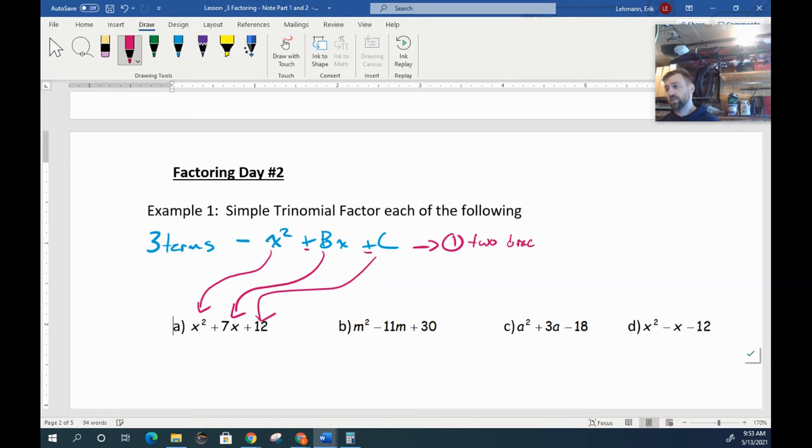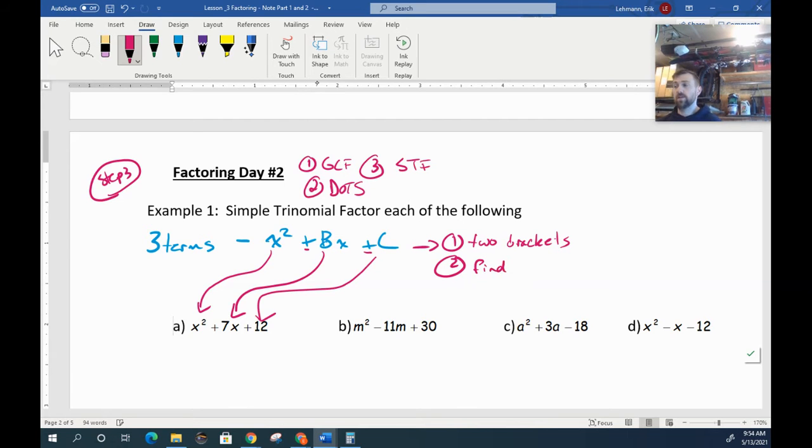And again, this is step 3. Remember, step 1 is GCF, and step 2 is dots. If those don't work, we go to step 3, which is simple trinomial factor, STF. So we make 2 brackets and we find 2 numbers, okay?